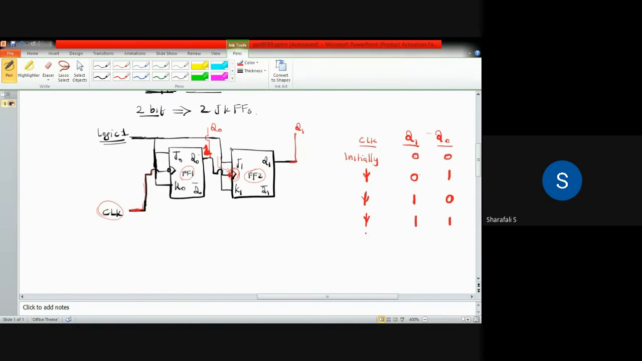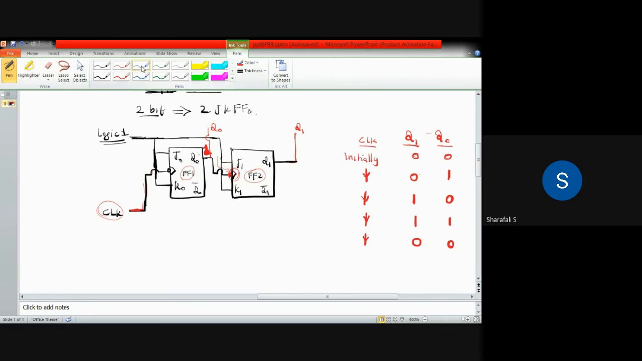Now, if you consider the next clock pulse, what will happen? Q0 again toggles, because it is directly connected to the clock. So it will toggle to 0, and Q0 will be equal to 0, so it will be complemented and applied to the second flip-flop, so it will become 1. Clock is 1, J1 is 1, K1 is 1, so this is going to toggle again. Q1 is also going to toggle.